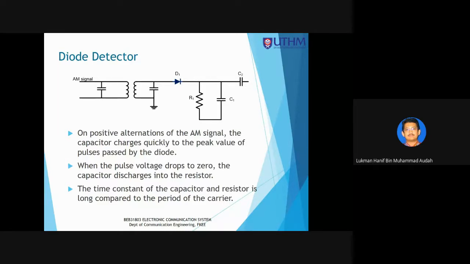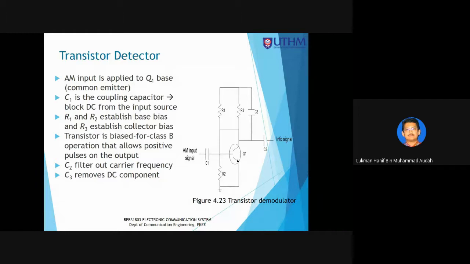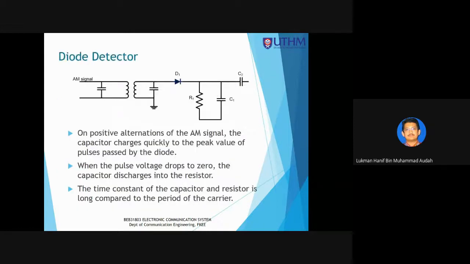Demodulator circuit yang ditunjukkan di sini ada dua. Tadi low level modulator ada dua juga yang kamu belajar, iaitu diode modulator dan transistor modulator. Dan dalam bahagian demodulation process ada dua juga yang ditunjukkan dalam nota, iaitu diode detector ataupun diode demodulator, and another one is the transistor detector or transistor demodulator. Okay, so let's look at the first part, diode demodulator. Bentuk circuitnya seperti ini. Tak perlu hafal, jangan hafal.